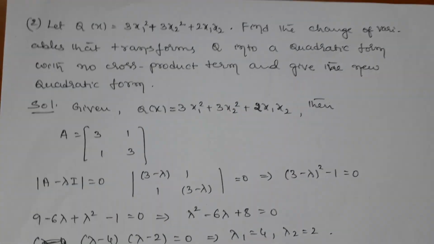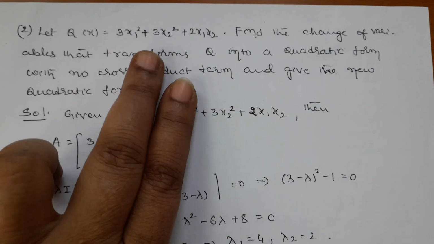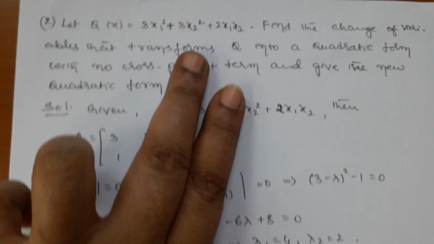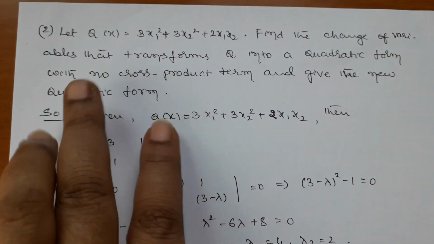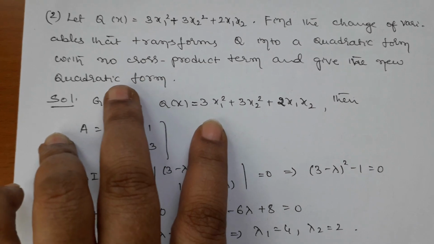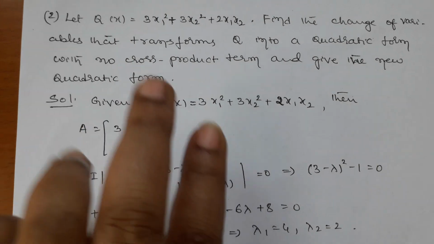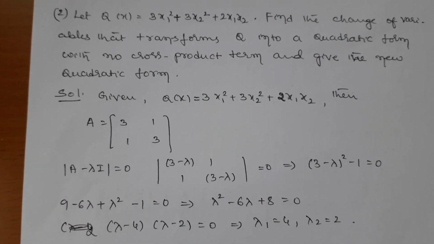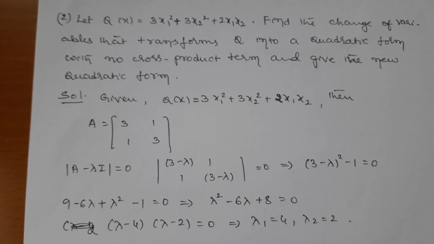This problem I am going to move a little bit fast, because it is already clear from the first problem. Again, take a quadratic form: 3x1 square plus 3x2 square plus 2x1x2. Here also there is a cross product term, x1x2. Find the change of variable that transforms Q into a quadratic form with no cross product terms and give the new quadratic form.